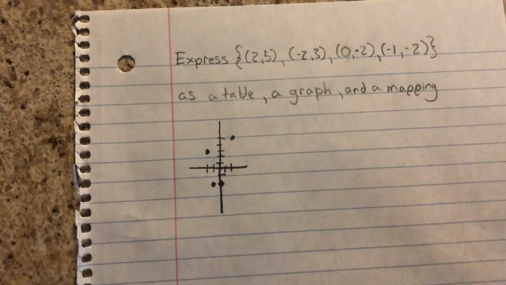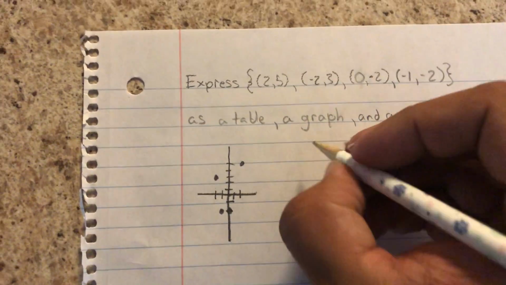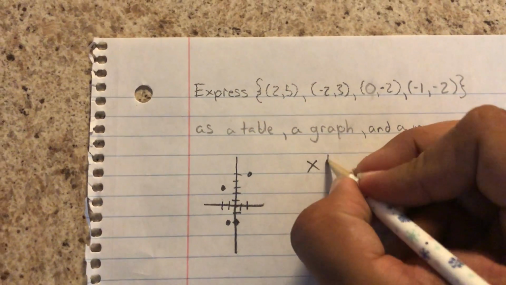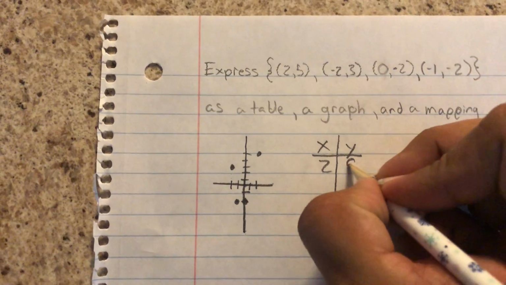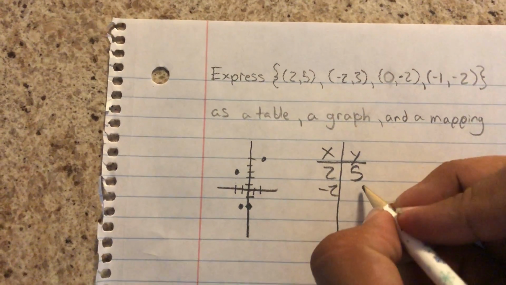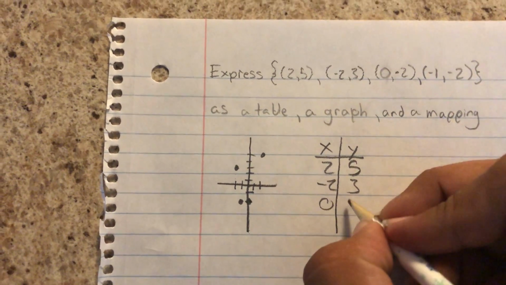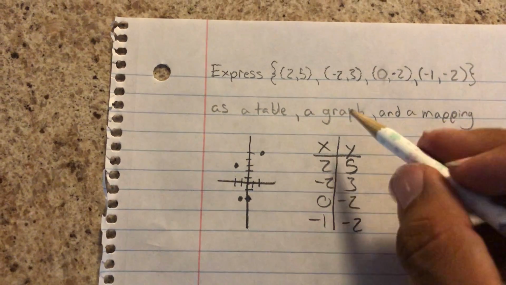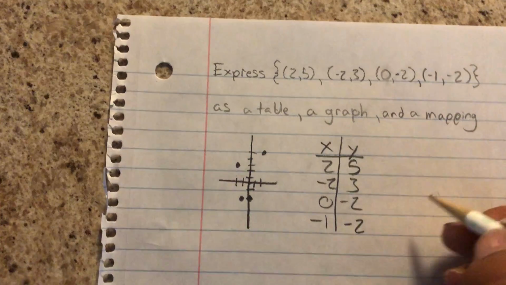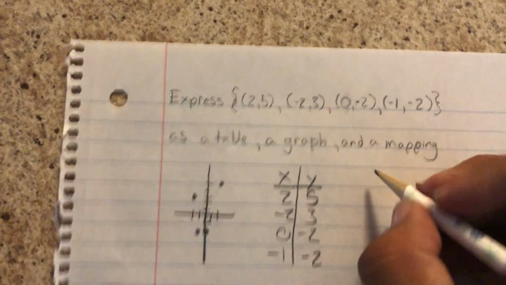All right. Now we're going to draw a table. That's just X and Y and which one goes with which. So 2 goes with 5. -2 goes with 3. 0 goes with -2. And -1 goes with -2. So I just wrote all the X's here and all the Y's here. All right, domain and range.